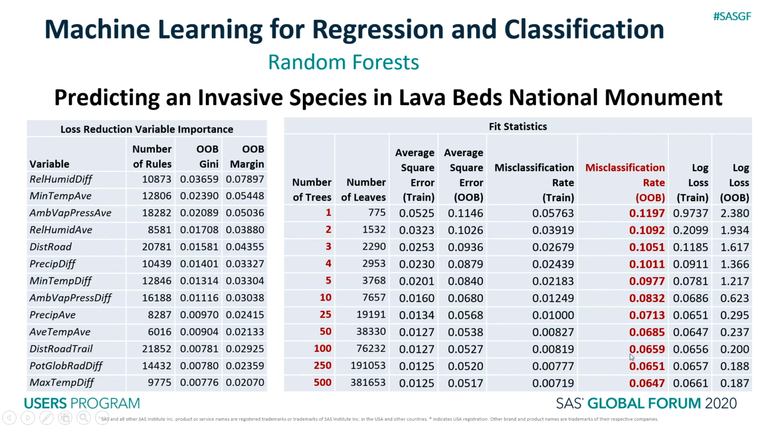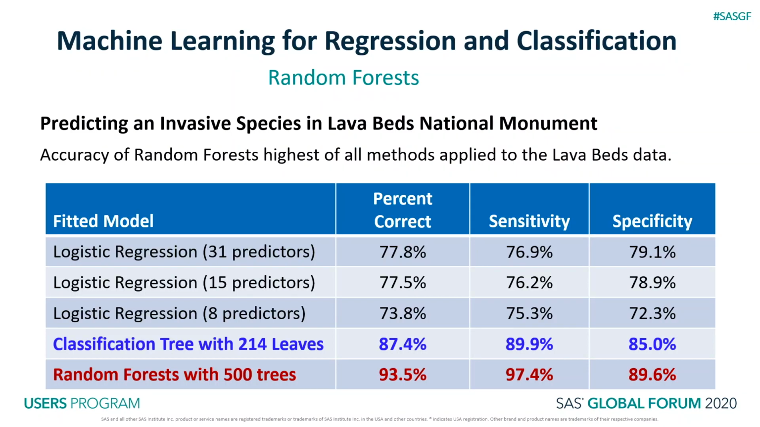You can see by 100 trees, it's about 6.59%. If we go all the way out to 500 trees, it only drops a little bit more to 6.47%. But that 6.47% is a very impressive error rate. That means the percent correct is 93.5%. And that's what we see in this summary table here. So I've added a row for random forests, and it is a good 6% better than classification tree, which in turn was 10% better than logistic regression. And across the board, random forest is spectacularly accurate.